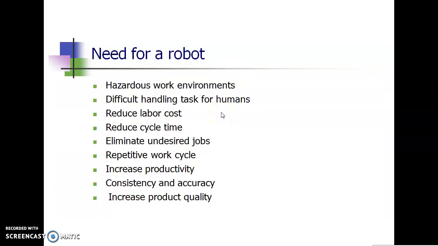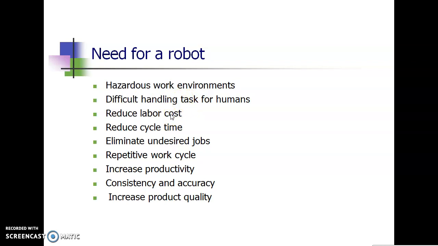The next one is the need for a robot. So what are all the needs for introducing a robot in an industry? One is, as already discussed many times, hazardous work environments. The environment is hazardous, so obviously there is no other choice. We have to procure a robot and replace a human being. And if the task is very difficult to handle by a human being, then obviously a robot has to be used.